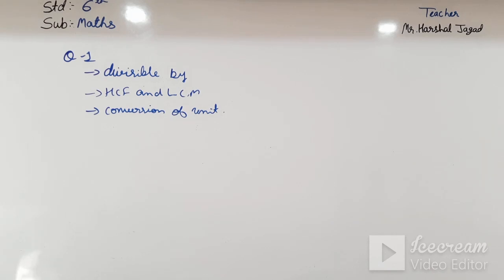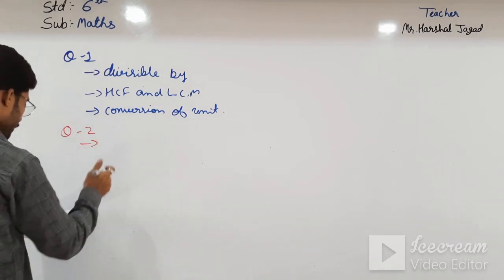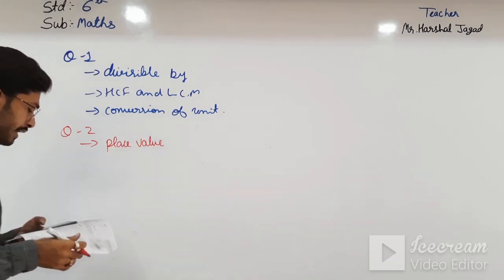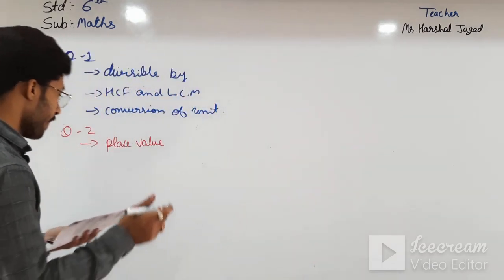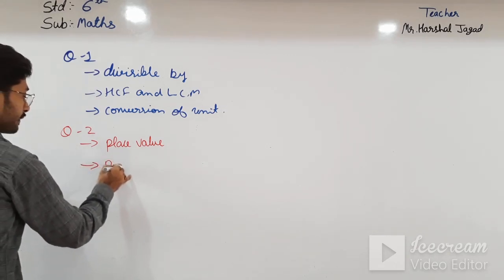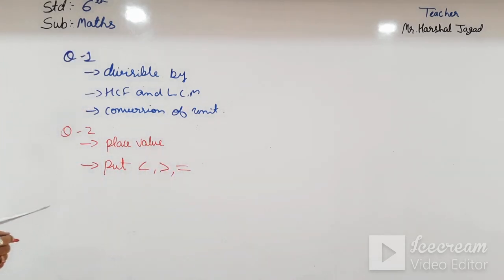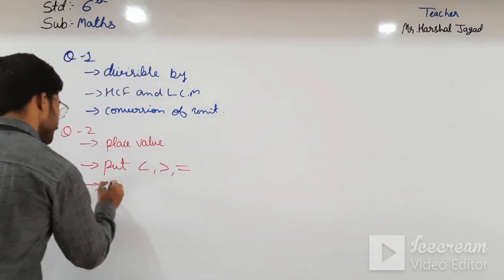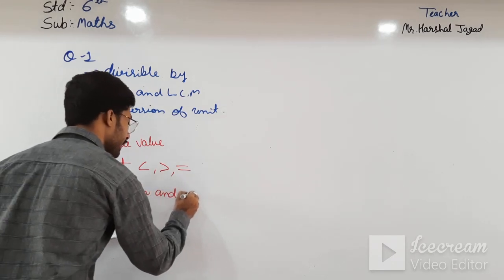So in the question number 2, what can be asked? Place value. A number is given and you will have to tell which place value is there. Then you have to put a sign, greater than, less than or equal to, and then the conversion of Indian system and international system can be asked.